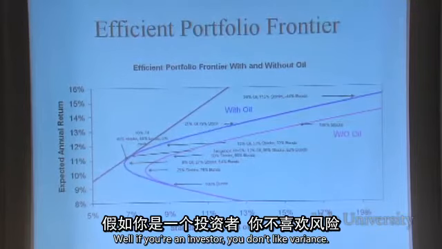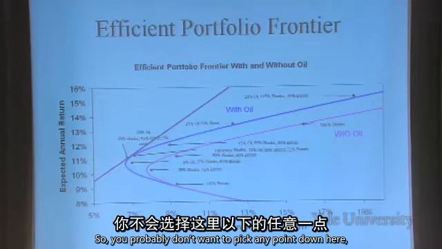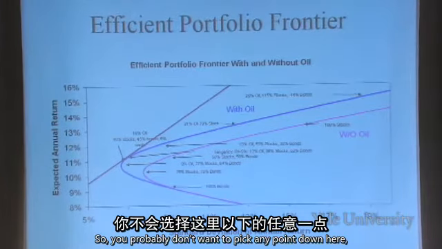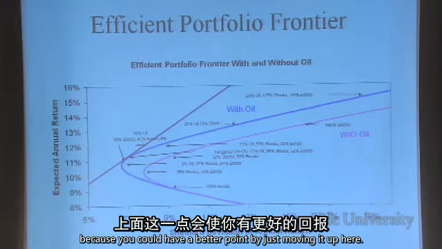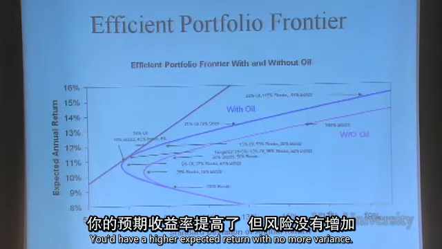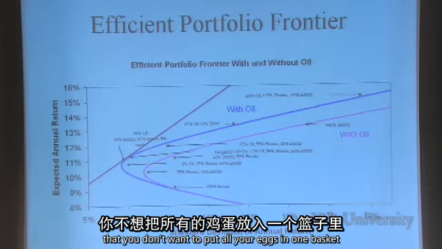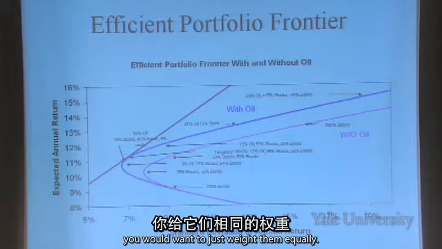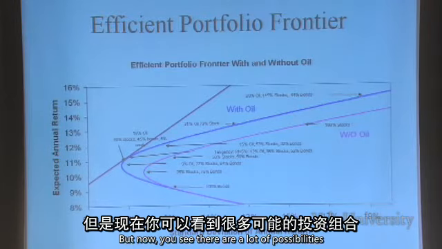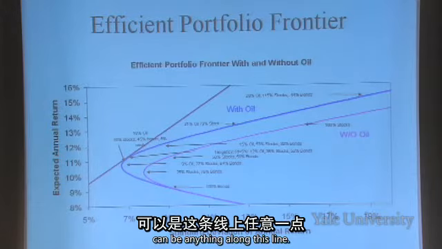Well, if you're an investor, you don't like variance, right? And so you probably don't want to pick any point down here, because you're not getting anything by picking a point down there. You could have a better point by just moving up here. You'd have a higher expected return with no more variance. It's getting kind of complicated, isn't it? We started out with just the simple idea that you don't want to put all your eggs in one basket. And if you had a lot of independent stocks, you would want to just weight them equally. But now you see there's a lot of possibilities. And the outcome of your portfolio choice can be anything along this line.